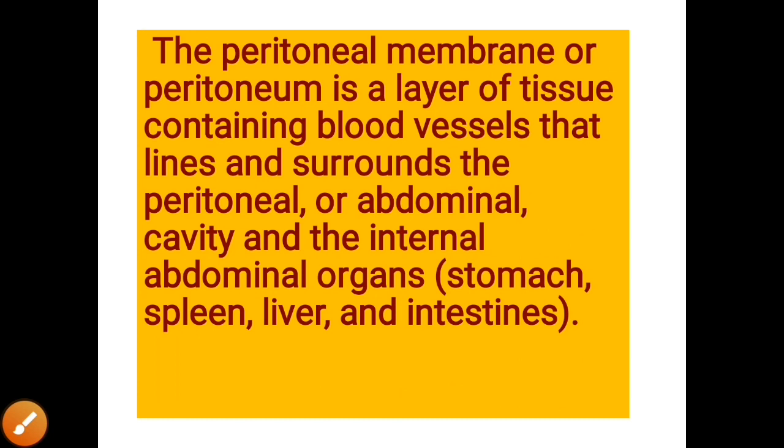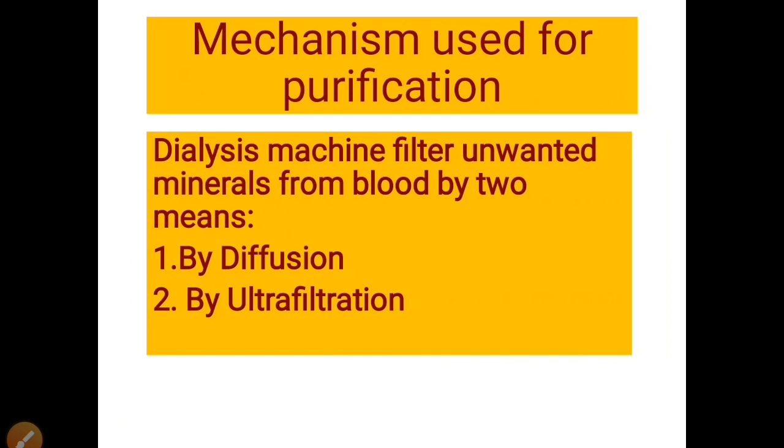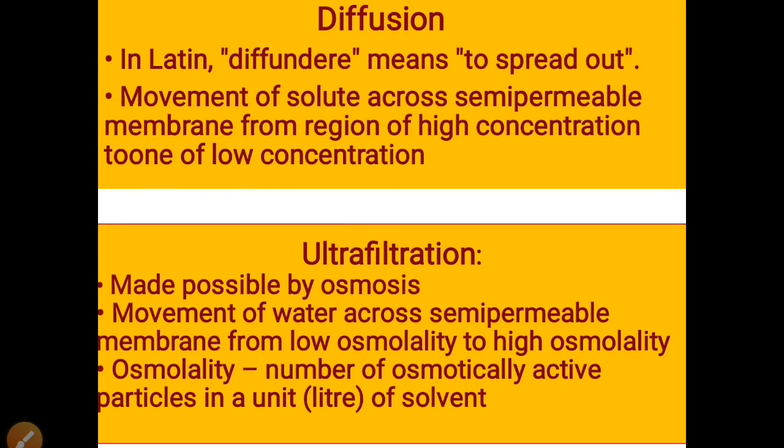So we can say that using the intestine, the dialysis that occurs is called the peritoneal dialysis. The abdominal cavity is used in this dialysis. Mechanism used for purification that we have learned already. Two types of process, by diffusion and ultrafiltration. We have learned about the diffusion and ultrafiltration. Now we will discuss about these two terms more.